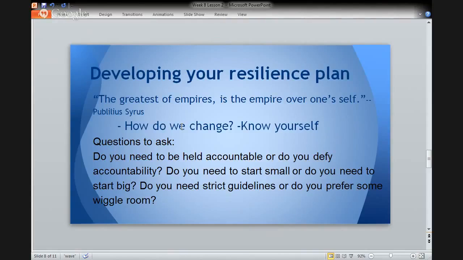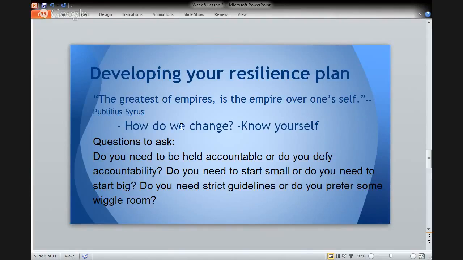First, how do we change? We change by really knowing ourselves and looking at our current behaviors. Remember the lecture about goals and purpose? Do your goals and purpose match your daily activities? When these are in line, you have probably noticed feeling like your life is in order.